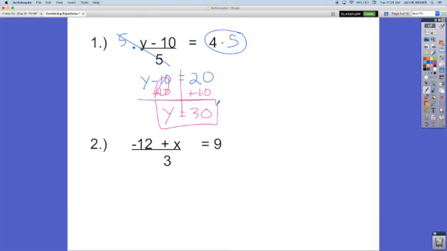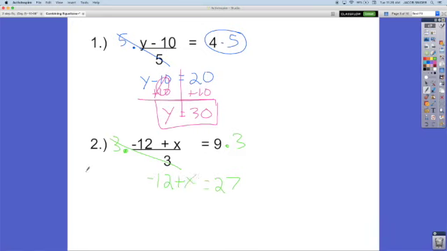Okay, let's take a look at this one now. Same idea as the last one, okay? I got the 3 on the bottom, so let's get rid of that 3 first. Times 3. 9 times 3? 27. Okay, on the left side I have negative 12 plus x.